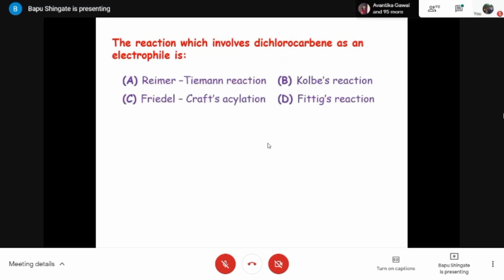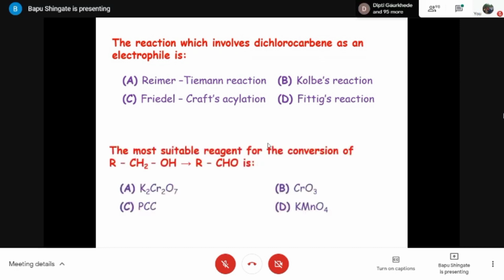See, the reaction which involves dichlorocarbene as an electrophile is? Reimer-Tiemann reaction. But if I ask a small variation, the reaction which involves acyl carbocation as an electrophile, then what will be the answer? Friedel-Crafts reaction. We can change the question this way. As a learner of post-graduation, you should have the answer to this particular question.